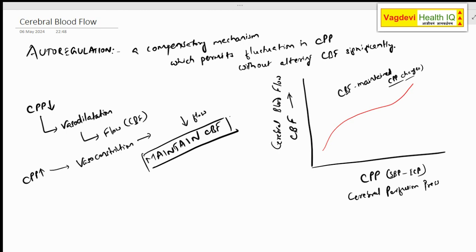But neurogenic influences normally have very little effect on vessels. So autoregulation acts because it can change the cerebral perfusion pressure. Now let us think about till what limit autoregulation works. Autoregulation has a limit, right?